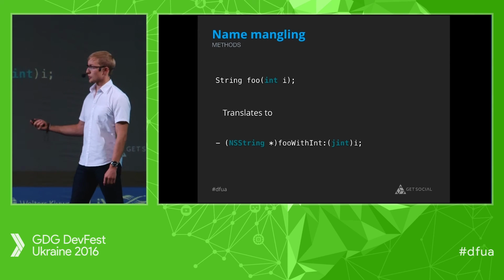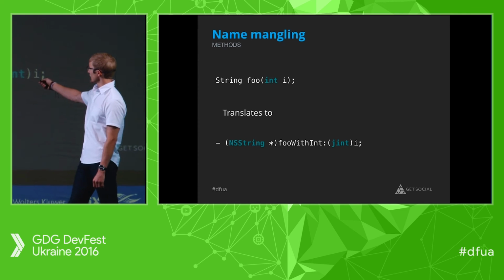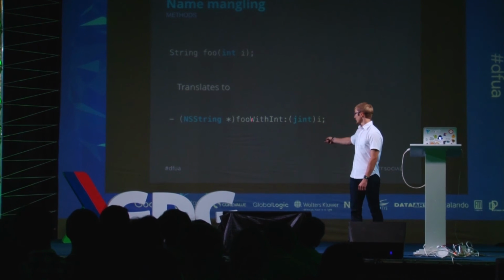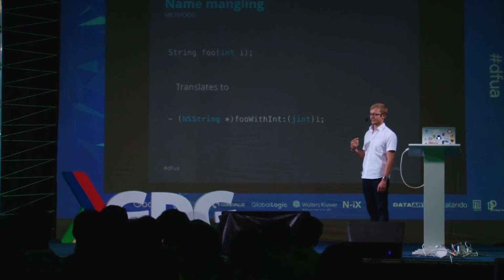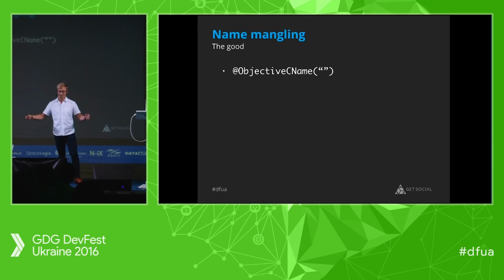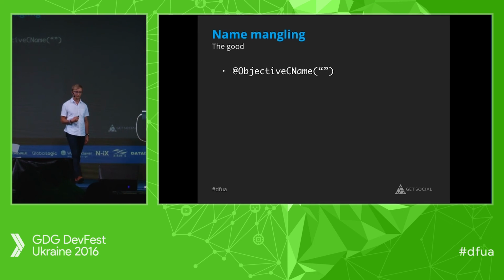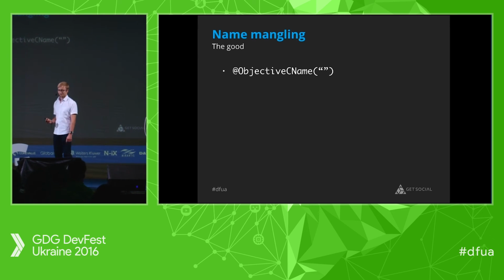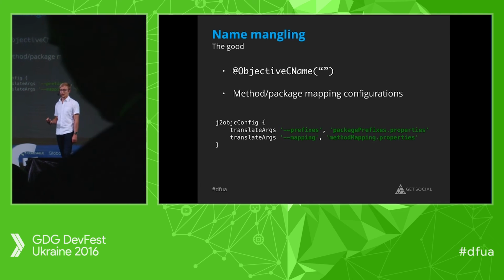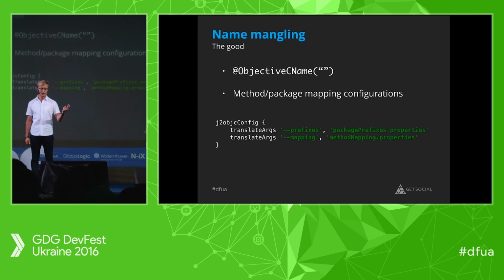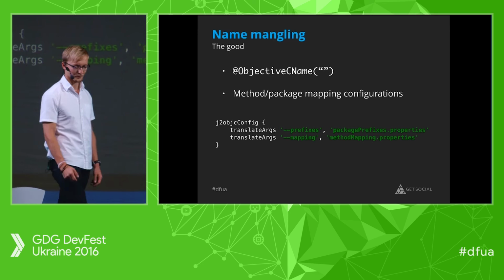As Objective-C doesn't support method overloading, all parameter types are appended to the method name on the Objective-C side. So in the end, we get huge class names, huge method names, but we can help Objective-C developers. First, and the easiest way, is to specify an annotation with the Objective-C name on top of the method or class. And this name will be used on the Objective-C side. The second option is to provide mappings in the build configuration. It supports mappings for packages and mappings for methods.